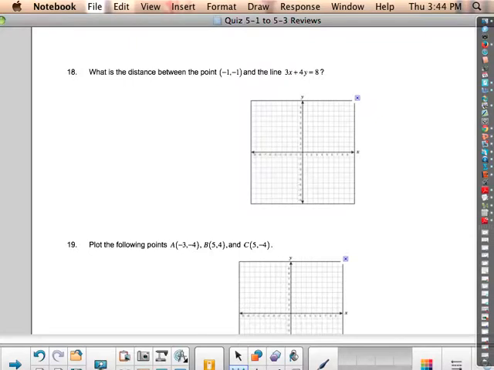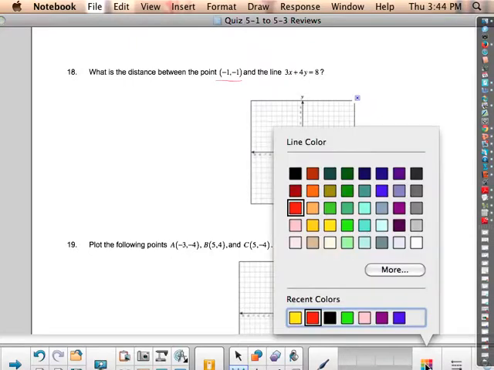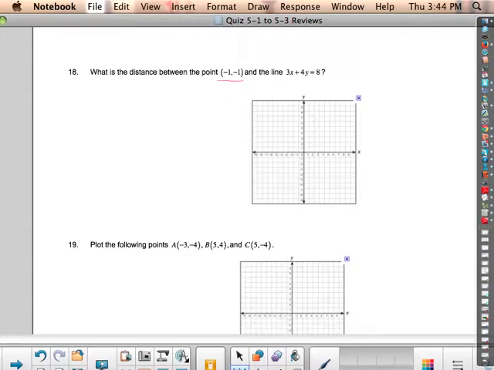So I have a point at -1, -1. And then I have this line, 3x plus 4y equals 8. So if I want to graph that, I want to put it in slope-intercept form so I can see exactly what that graph looks like. So I have a y-intercept at 2 and a slope of -3/4. So I'll go ahead and get another point and plot that line.